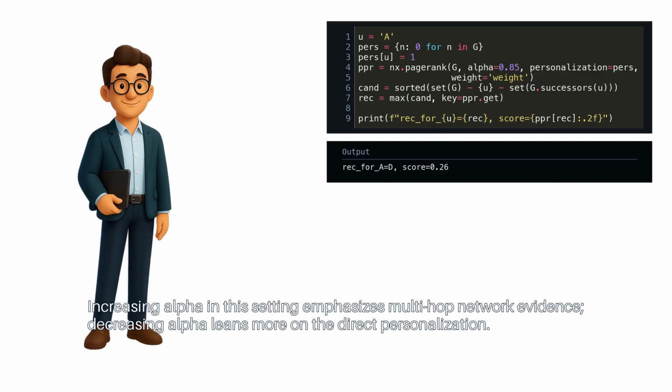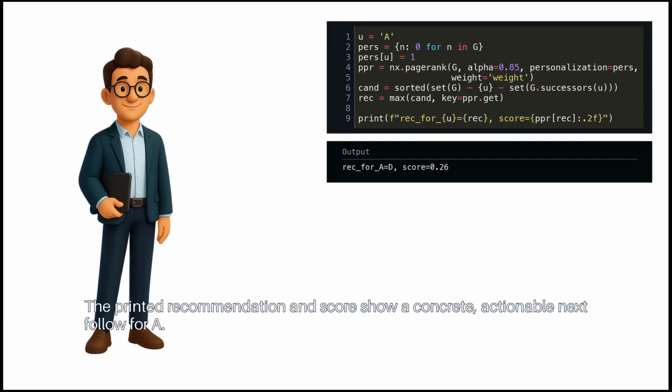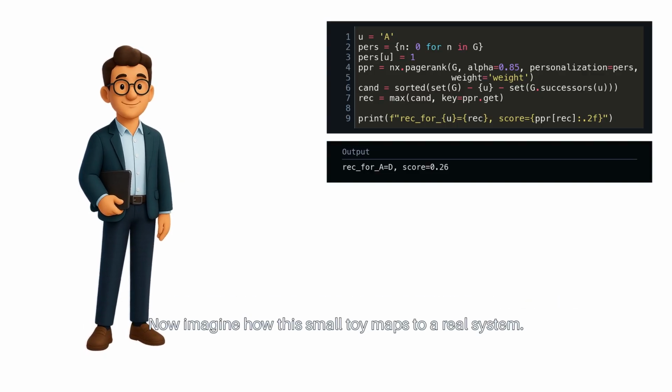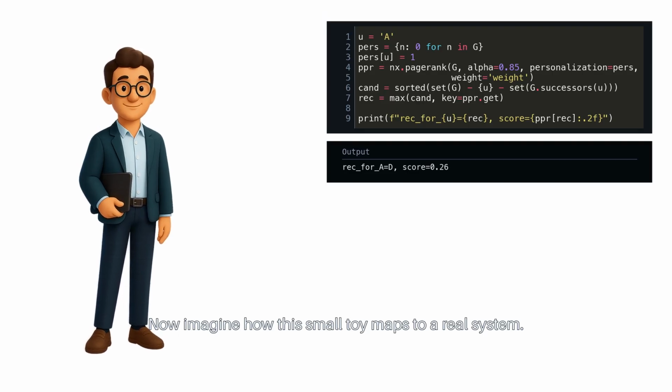Increasing alpha in this setting emphasizes multi-hop network evidence. Decreasing alpha leans more on the direct personalization. The printed recommendation and score show a concrete, actionable next follow for A. Now imagine how this small toy maps to a real system.